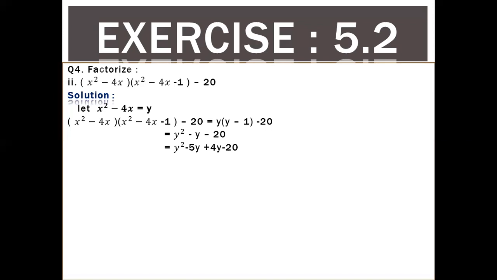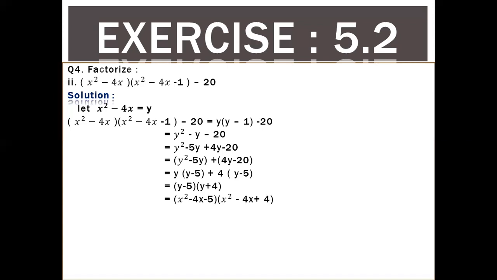You split the middle term, find the factors of −20. The factors of −20 are −5 and 4. When you multiply these two, you get −20, and when you add them, you get −1. Make the pairs: the first two terms y² − 5y, and the other two terms 4y − 20. Take y common: y(y − 5) + 4(y − 5), so (y − 5)(y + 4).